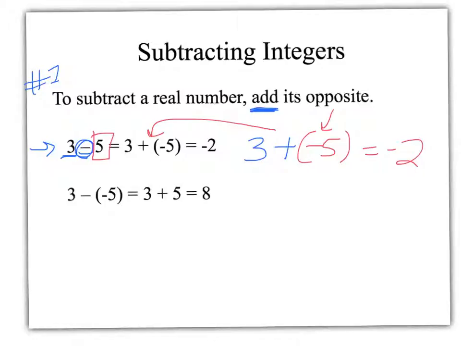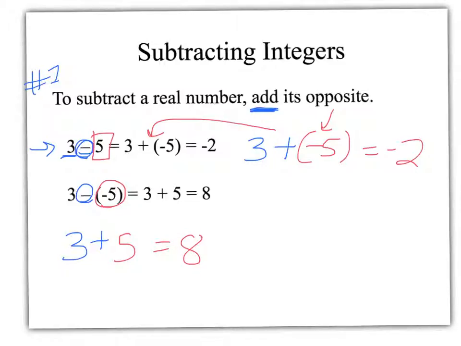If I have 3, now here's my subtraction. That's my cue. Change it to add. Now here's my second number. My second number is a negative 5. The opposite of negative 5 is positive 5. And 3 plus 5 is 8.